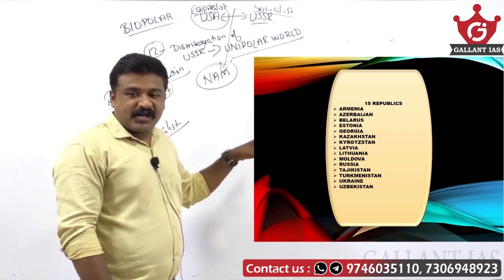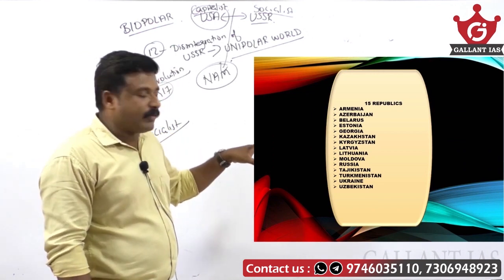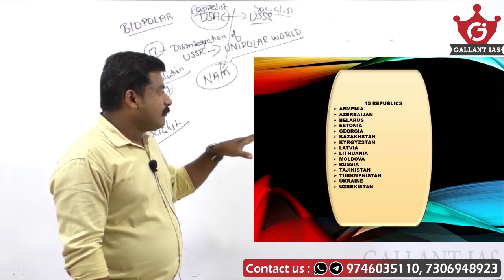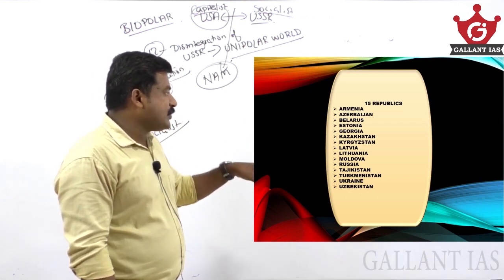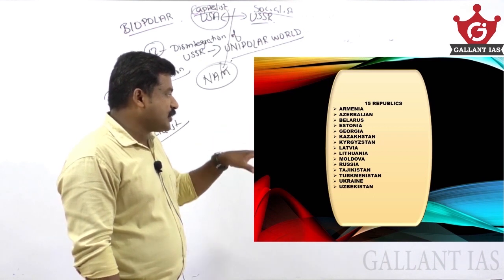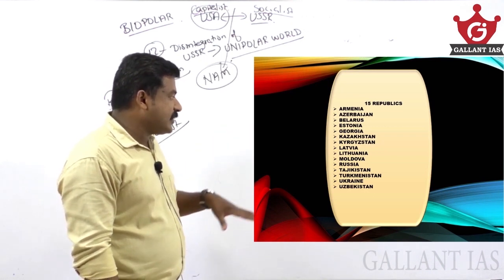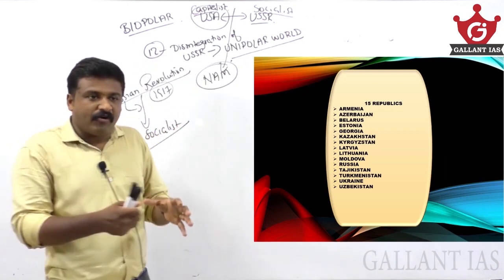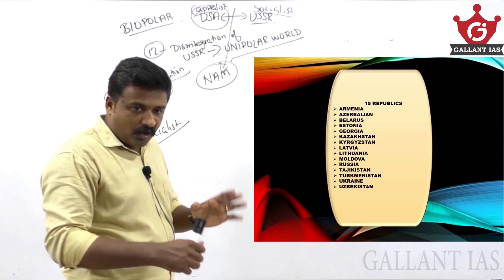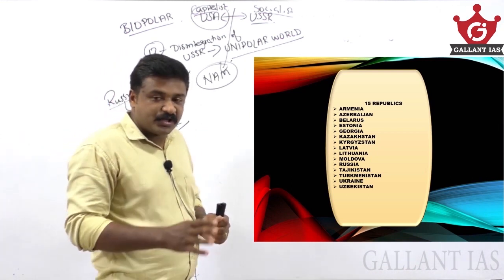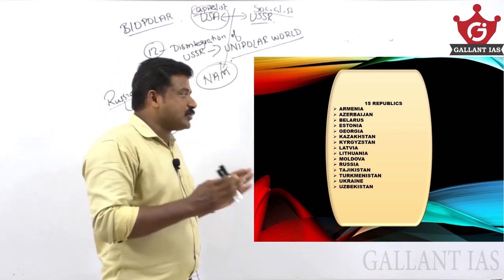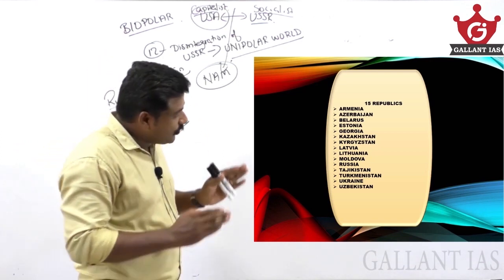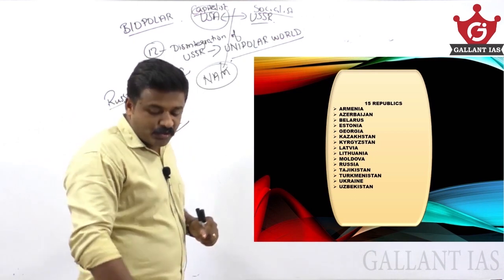USSR is not just Russia, you see. USSR means 15 republics, like Armenia, Azerbaijan, Belarus, Estonia, Georgia, Kazakhstan. All these 15 republics together formed the USSR. So don't think that USSR means only Russia. It is not like that. It is a federation or a confederation of 15 republics. That was USSR.